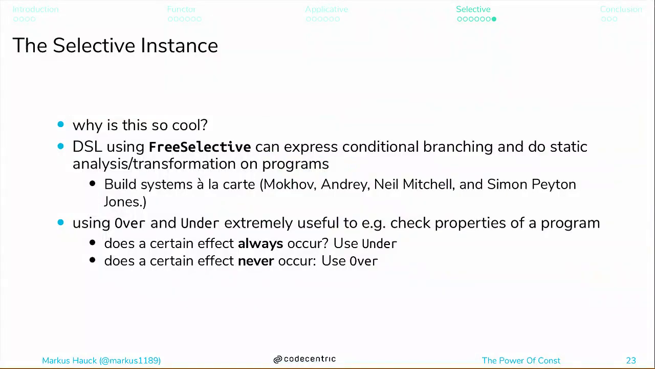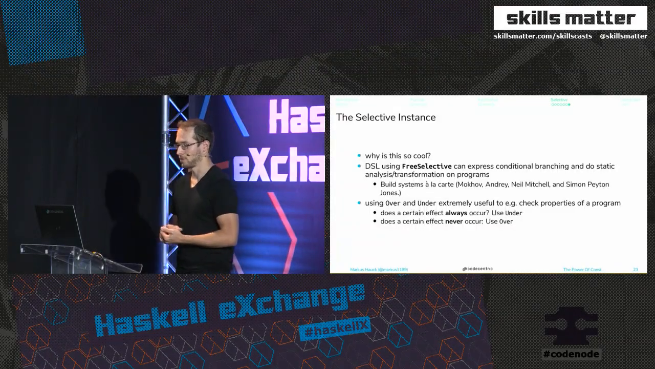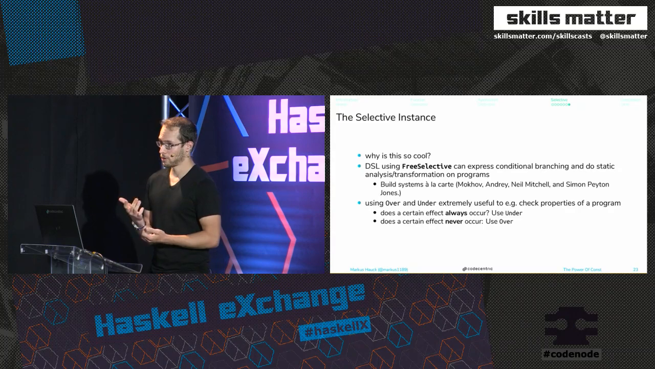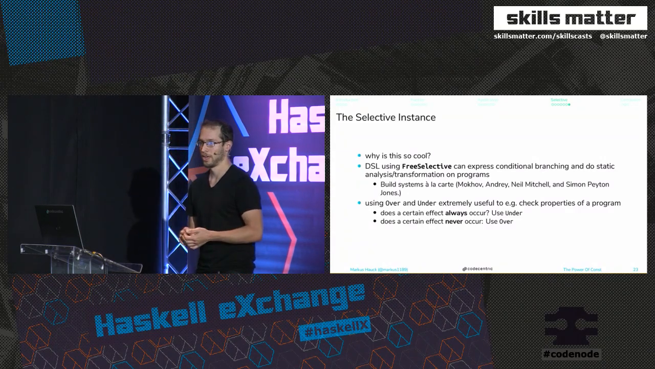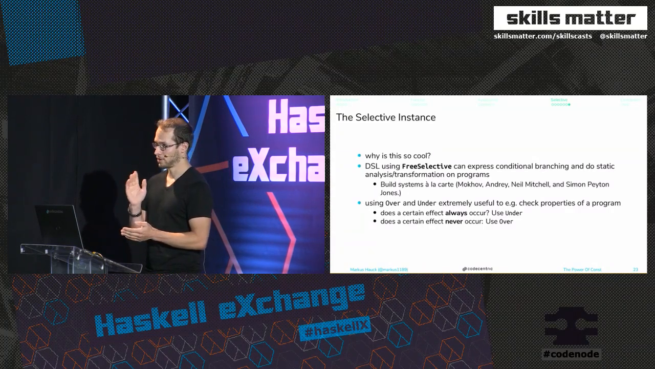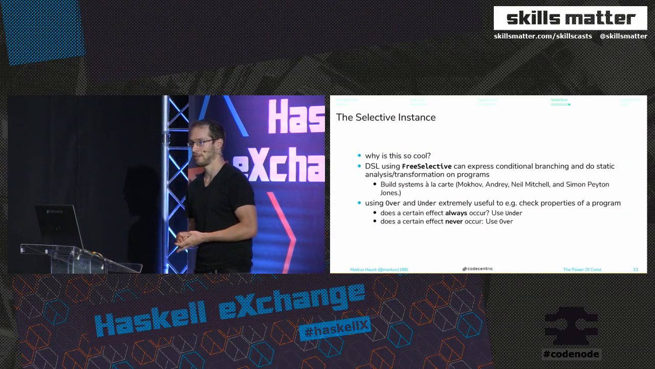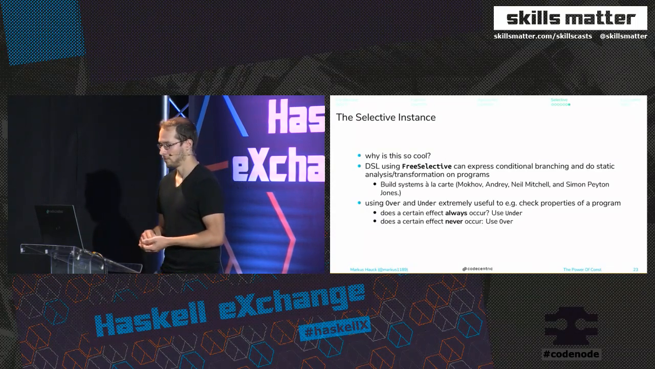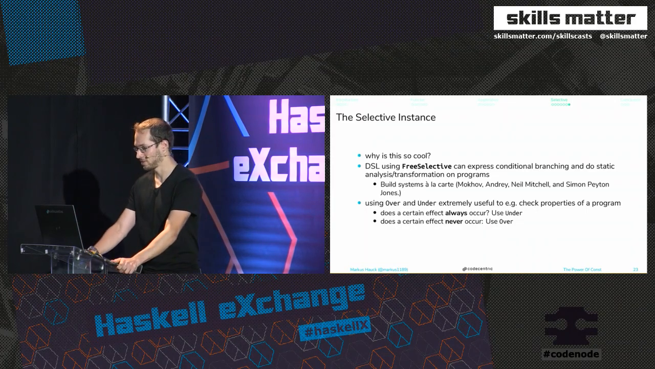Okay, so why is this cool? If you define a DSL using the free selective or some other approaches using applicatives, you can express conditional branching in your DSL, but you can still do static analysis, and you can do speculative execution, for example, and you can reuse everything that you know from monoids to do static analysis. Over and Under are, for example, useful if you want to make sure that a certain effect always occurs. You can use the Under approximation because you can check that it's not conditionally executed. And if you want to check that something never occurs, you just use Over. For example, you can make sure that no missiles are launched or something like that.